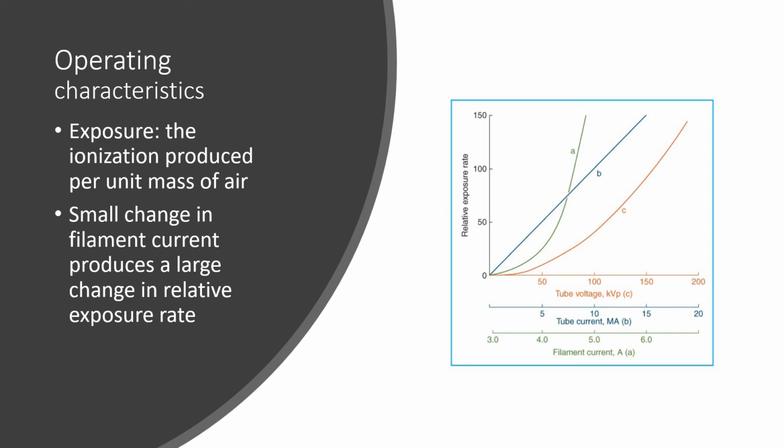Now the relation between the X-ray tube current and the relative exposure rate is linear. Linear means if you increase this current by, let's say, 2 times, the relative exposure rate also increases by 2 times. But it's not the same for tube voltage or filament current. It increases exponentially. Initially it's in the linear part, but actually it increases exponentially. A small change in filament current produces a large change in relative exposure rate. That is how important filament current is.